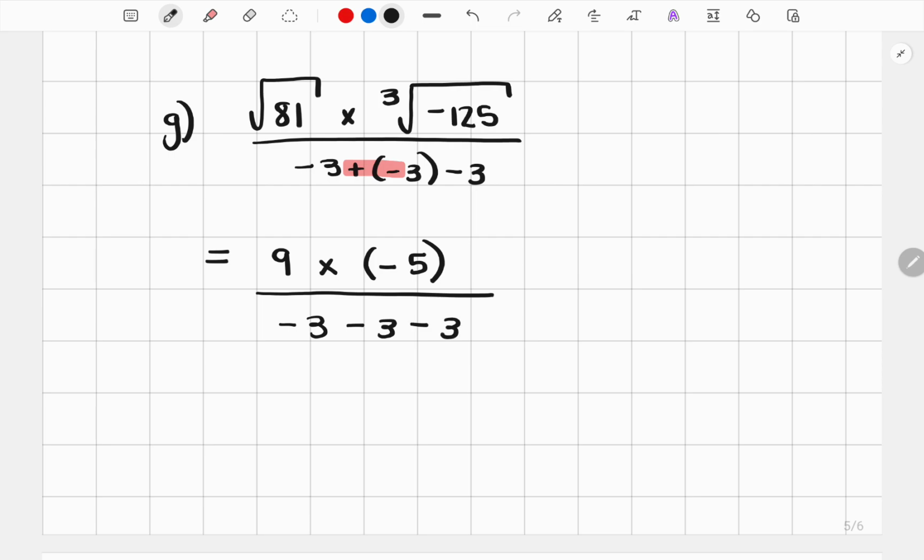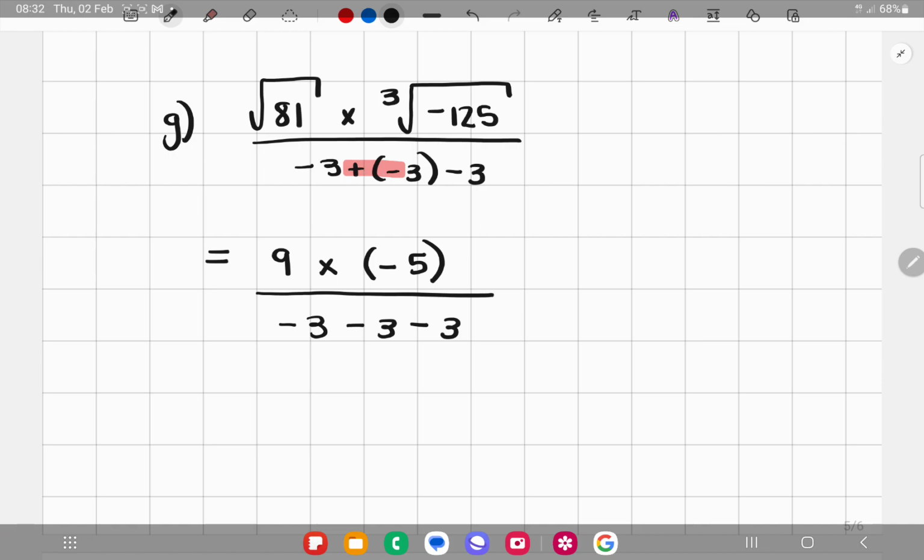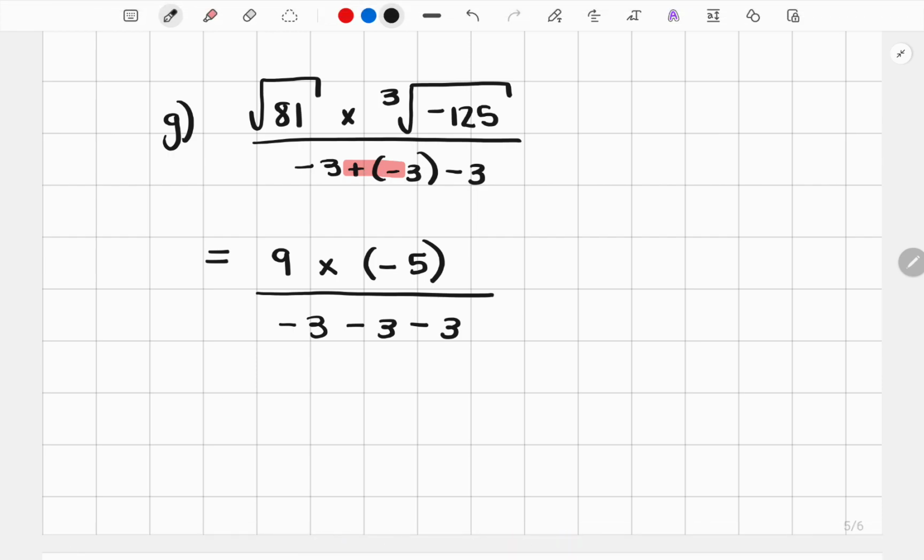Okay, so why did the brackets fall away? Because I multiplied with whatever's in front inside that bracket. So now you're going to say a positive times a negative is a negative. 9 times 5 is 45. Over minus 3 minus another 3 minus another 3 gives you negative 9. And 45 divided by 9. And negative divided by negative is a positive, and 5. Again, you don't have to write that positive.